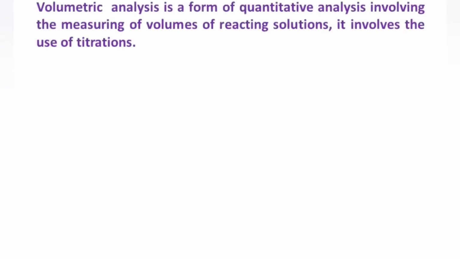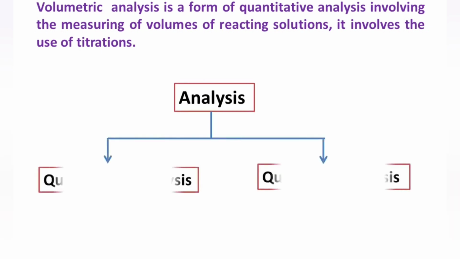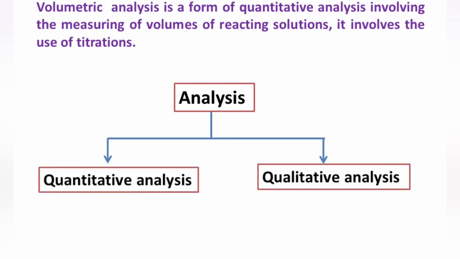So what is volumetric analysis? Volumetric analysis is a form of quantitative analysis involving the measuring of volumes of reacting solution. Okay, it involves the use of what we call titration. Now, analytical chemistry is divided into two main branches: quantitative analysis and qualitative analysis. Quantitative analysis tells us how much of a substance is present, while qualitative analysis tells us what is present.